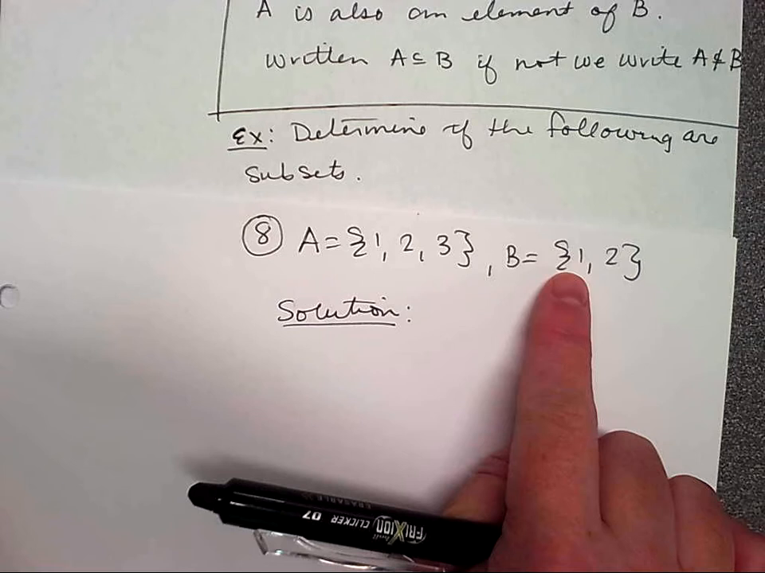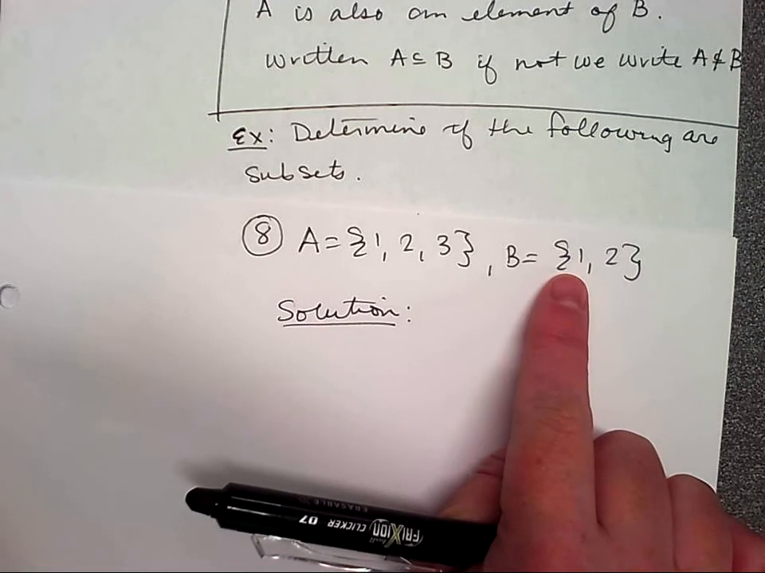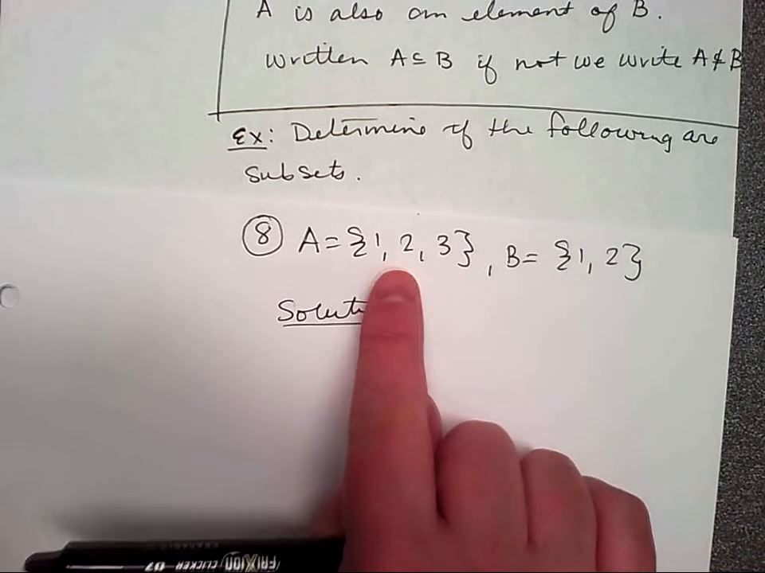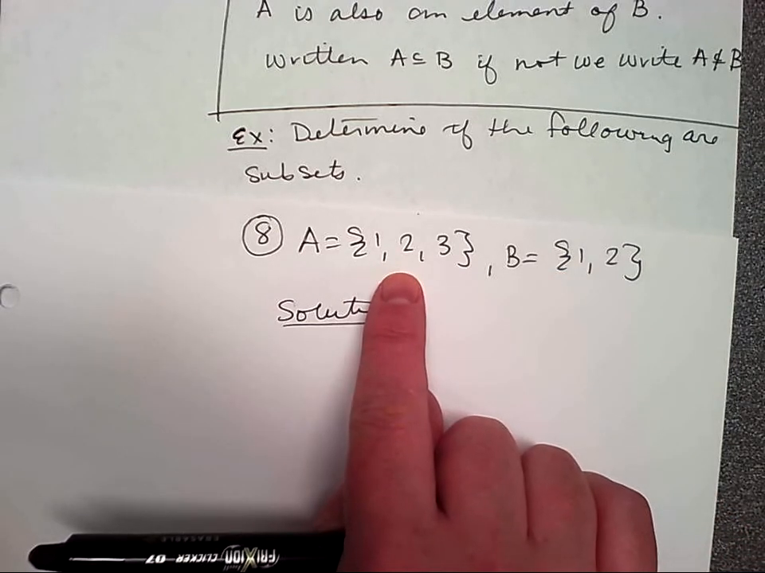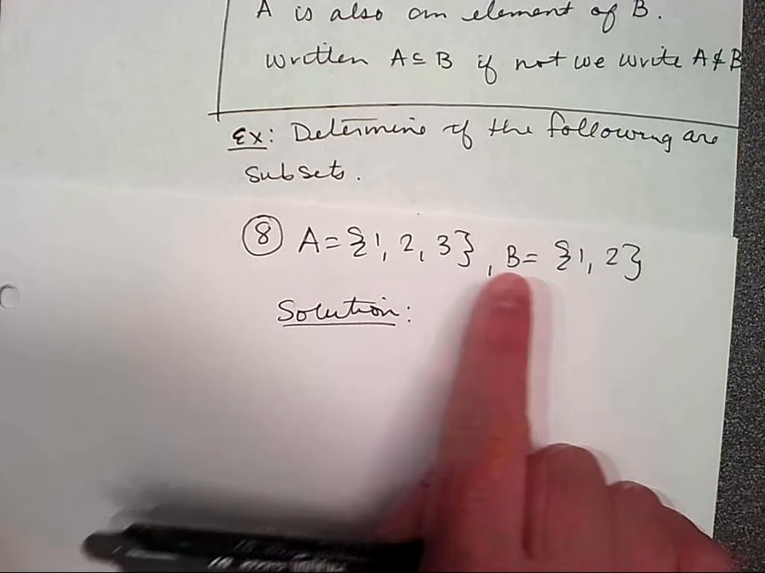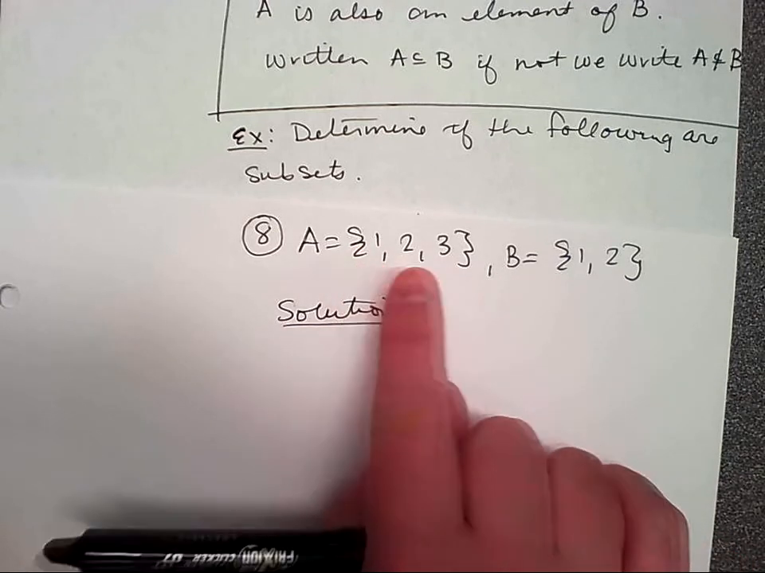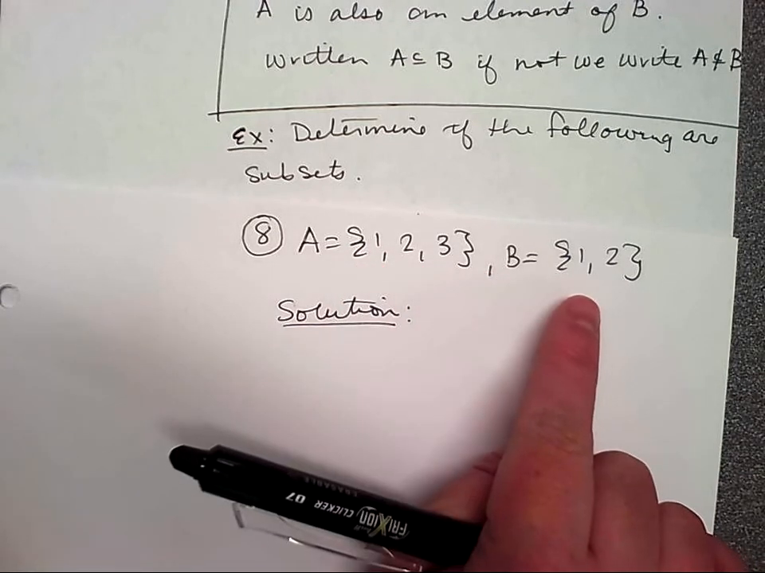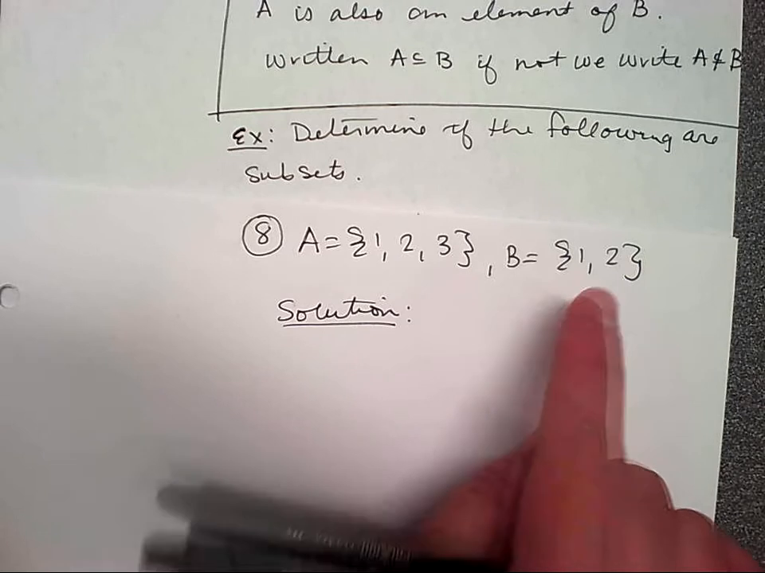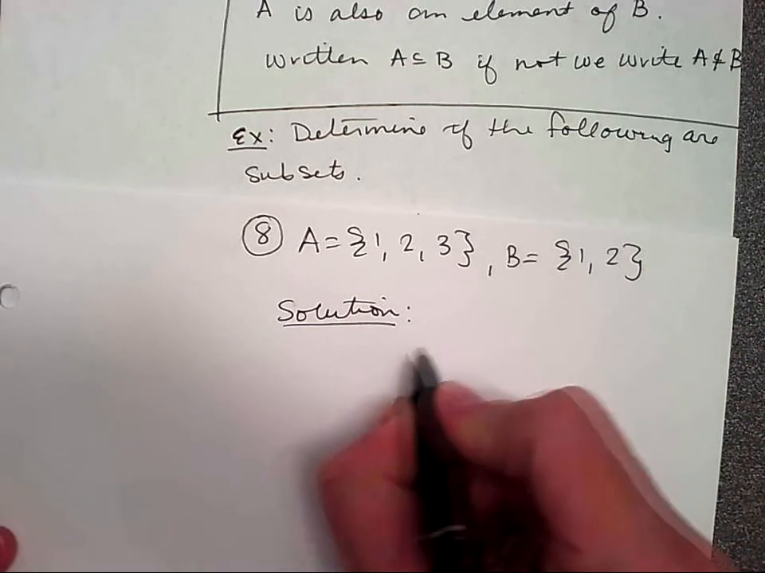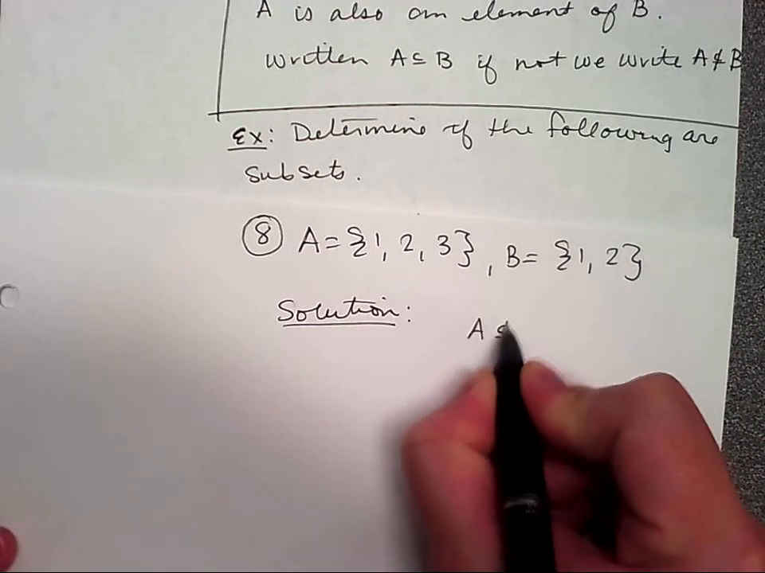Why not, Michael? They don't even have the same number of elements, so how can they have exactly the same elements? They cannot, right? The cardinal number of A is 3. The cardinal number of B is 2. If I have 3 elements, it's not going to be the same as 2 elements, no matter what the elements are. So A is not a subset of B.